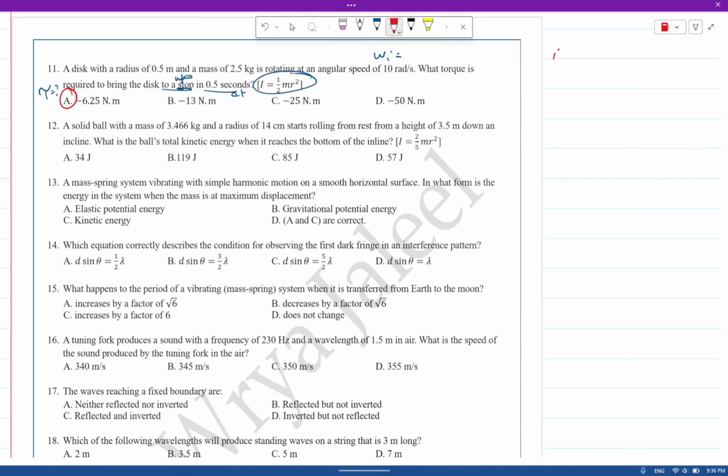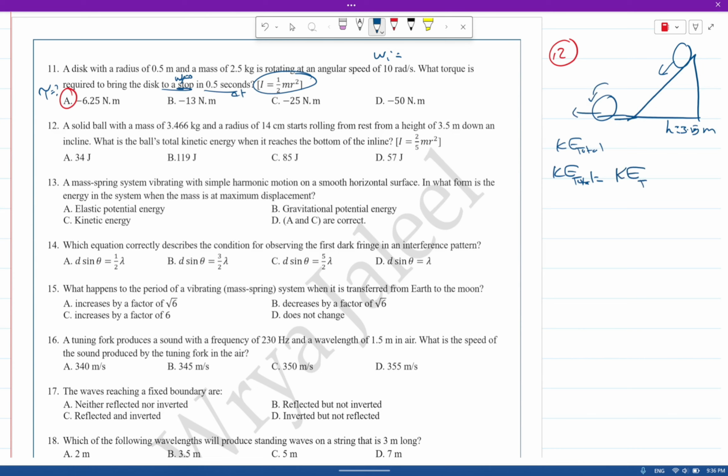So let's say that is question 12. What do we have? There is an incline. There is a solid ball that is rolling from rest. So V initial is 0. And then the height of this incline is 3.5 meters. And then at the bottom here, once the ball reaches the bottom, find the total kinetic energy. We know that total kinetic energy, because there would be both rotational and translational, is equal to translational kinetic energy plus rotational kinetic energy.